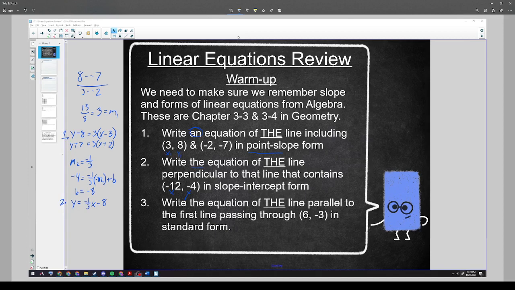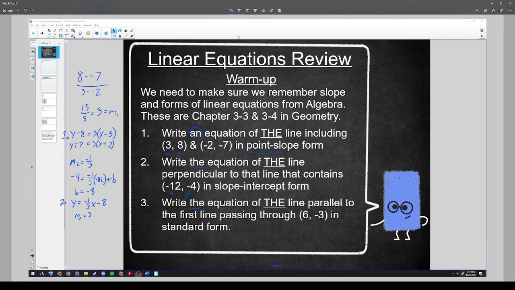And the final one, we're going to write the equation of the line parallel to the first line passing through this point in standard form. And again, this is the equation. There should only be one standard form equation for any given line. So to be parallel to the first line, that means our third slope is the same as the first one, so that's 3 again. To write in standard form, it's generally easiest to start with either point-slope or slope-intercept and then rearrange it into standard form.